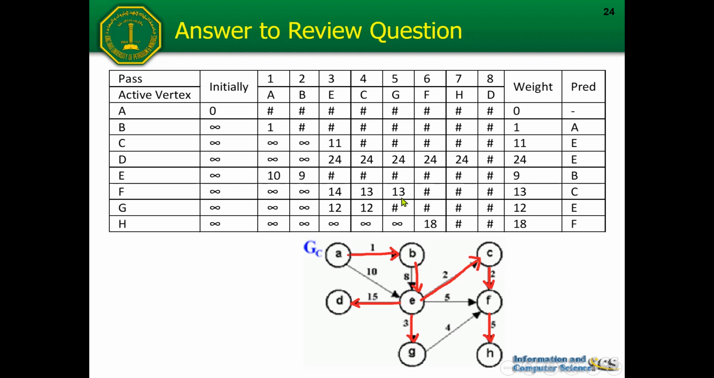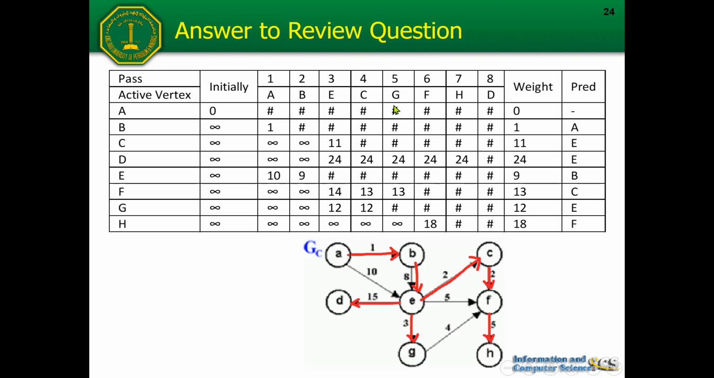Now this one, F, corresponds to the F row. This part is 16. Now 16 is bigger than 13, bigger than the previous value. That means we do not need to take that value. Because 16 is bigger than 13, we reject that value and take the previous value. So 13 is copied into this cell. For the remaining one, we just copy the value, which for H is still infinity.